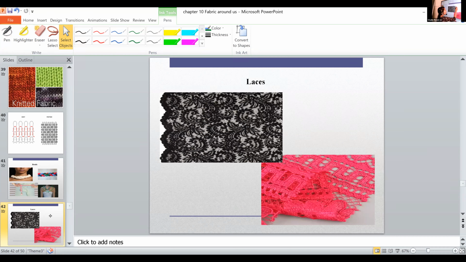Some open patterns are seen, right? Some small open spaces are there. So it is prepared in an open web-like manner. These laces are prepared using an open web-like pattern. The weaving is according to some open spaces.